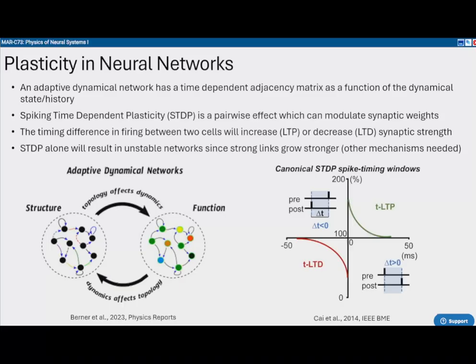And as I mentioned, STDP alone is not enough to get a stable learning network. You'll have strong links that just go stronger, and this will be unstable. So we know that in real learning environments, there are much higher order interactions between two or three cells or maybe other cell types that mediate this kind of learning, but it is an example of one of these learning mechanisms. So just to show that there is evidence for adaptation occurring, plasticity in general, which I'm sure we all know.